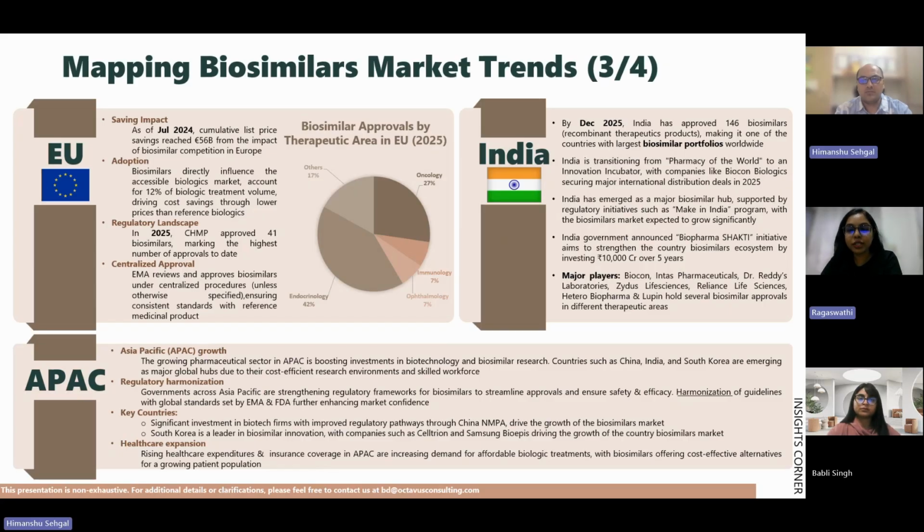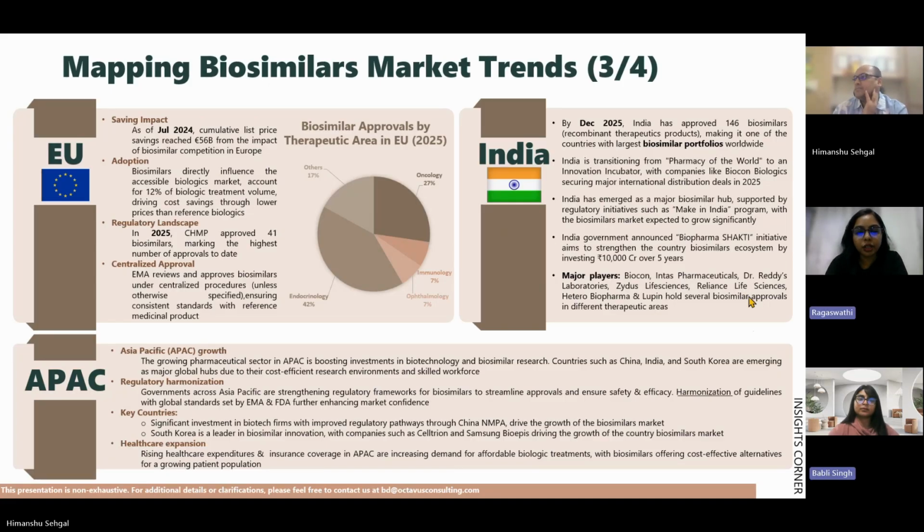Coming to India, India also has one of the largest biosimilar portfolios worldwide. It has till date 146 biosimilars approved. If we talk about trends, there's a huge player, Biocon, which is very active in international deals. We can probably see a biosimilar boom in India, also supported by government policies, based on the recent union budget, which has incorporated a policy of investing around 10,000 crores in the upcoming 5 years. This is going to be a boost for biosimilar adoption, and it will help huge domestic players like Intas, Dr. Reddy's, Zydus, and so on.